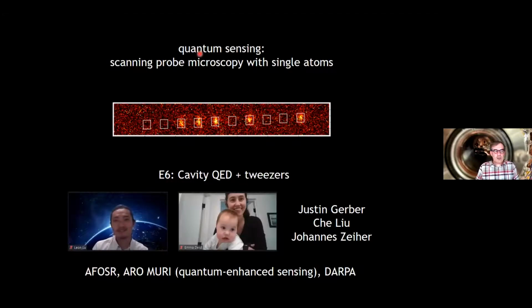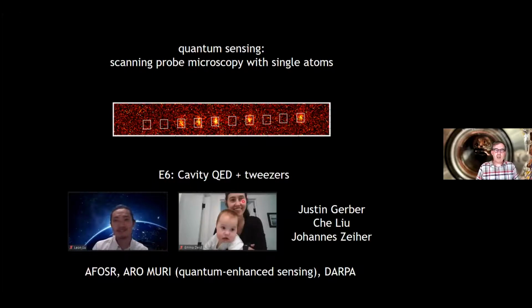Let me now turn to another topic in quantum sensing, but where now the sensing medium is actually the atoms. We're going to use the atoms to study something else. And in particular, we're going to use even single atoms to study something. In this case, we're going to study optical fields.